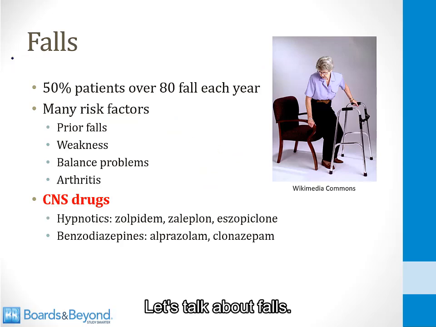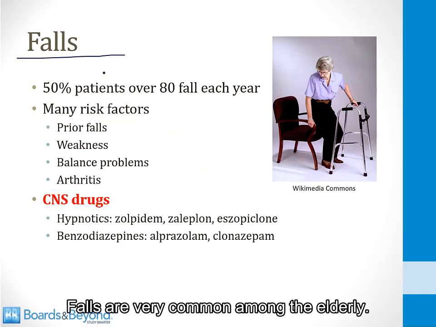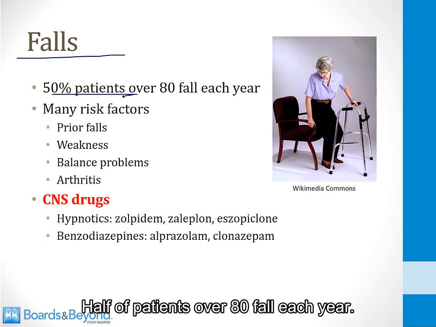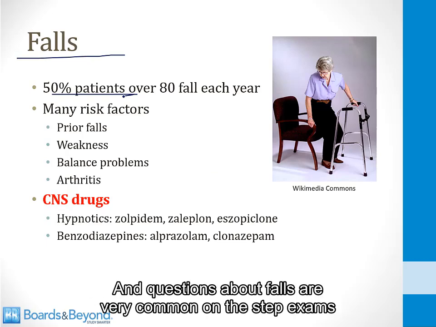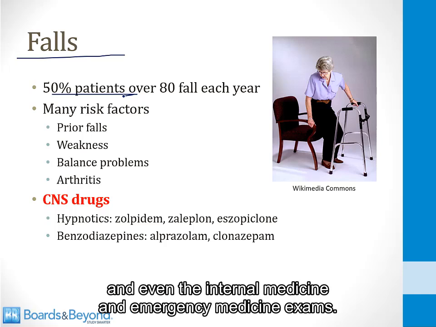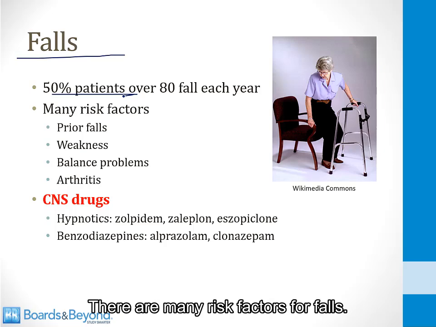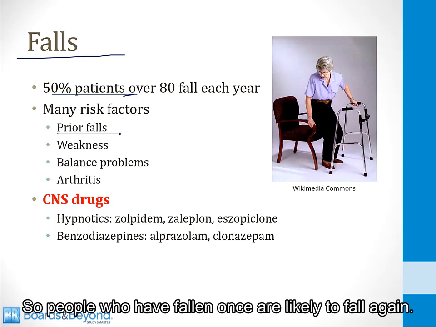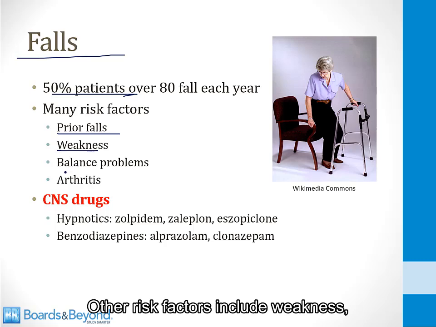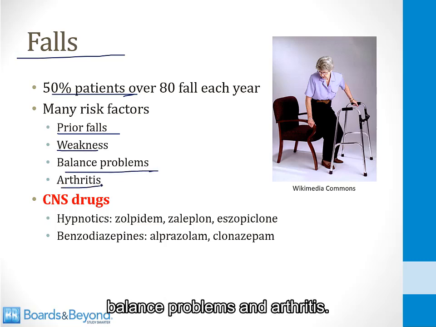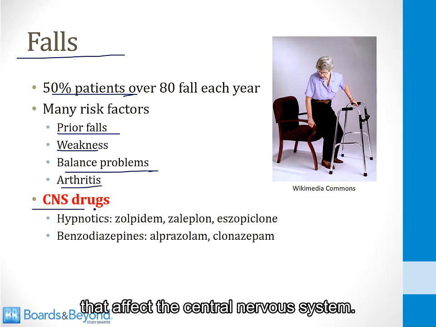Let's talk about falls. Falls are very common among the elderly. Half of patients over 80 fall each year, and questions about falls are very common on the STEP exams and even the internal medicine and emergency medicine exams. There are many risk factors for falls. The most important one is prior falls, so people who have fallen once are likely to fall again. Other risk factors include weakness, balance problems, and arthritis. And then a very high-yield risk factor to know about is certain drugs that affect the central nervous system.